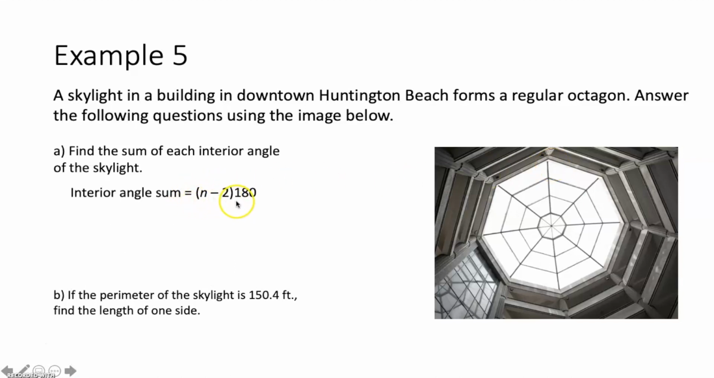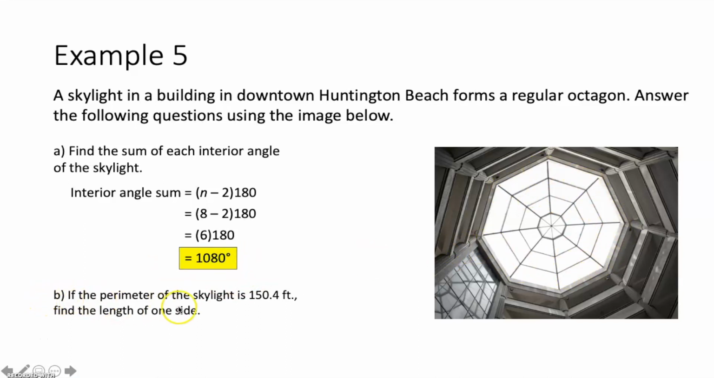Now, n minus 2 times 180, what is n? N is the total number of sides, or angles. So in this case, since it's an octagon, we're going to plug in 8 for our n. What's 8 minus 2? That's 6. What's 6 times 180? That is 1080 degrees. So that would be the sum of the measures of each interior angle in this regular octagon.